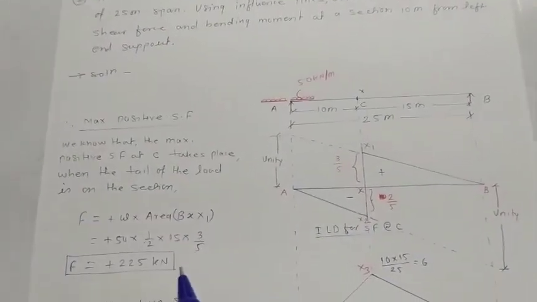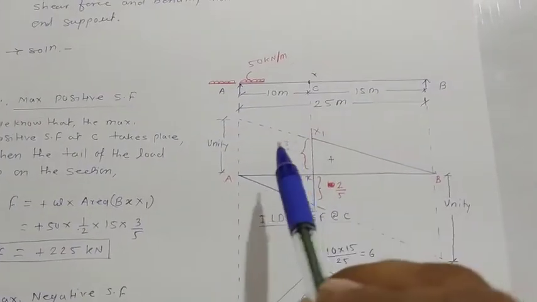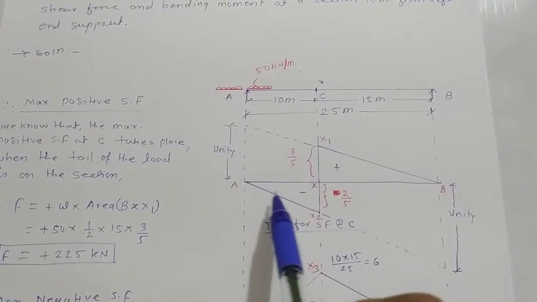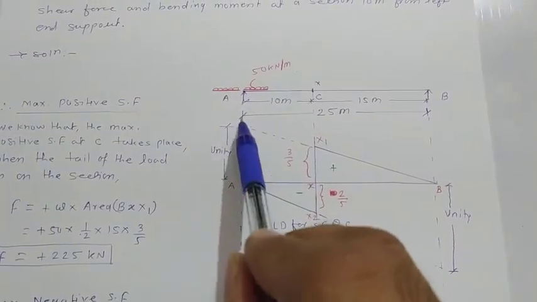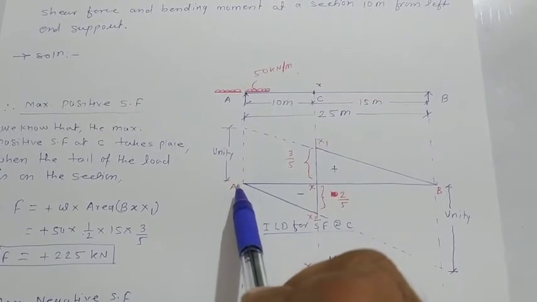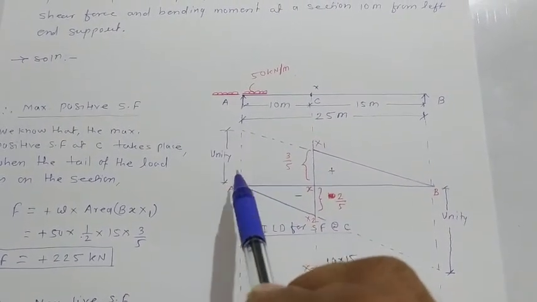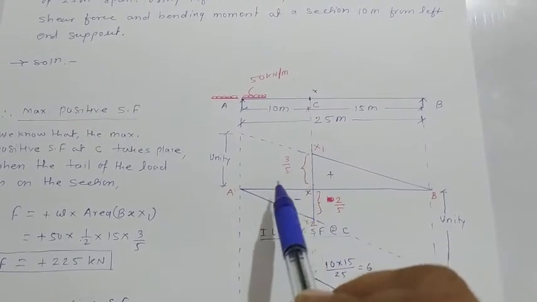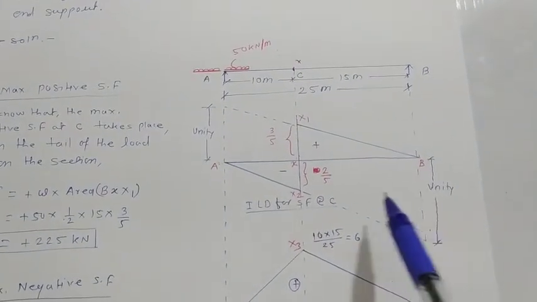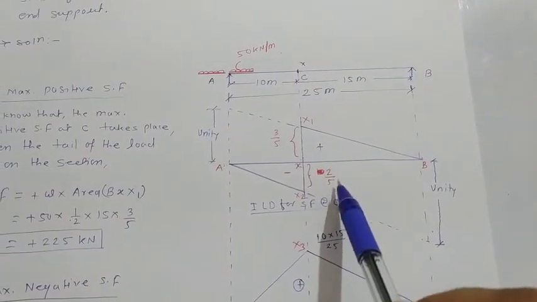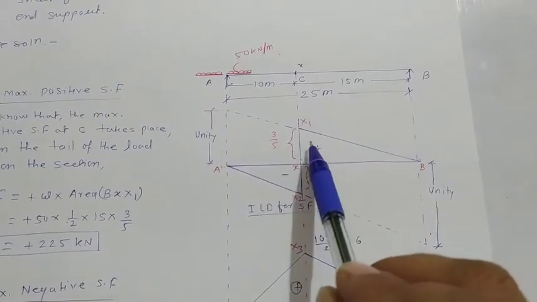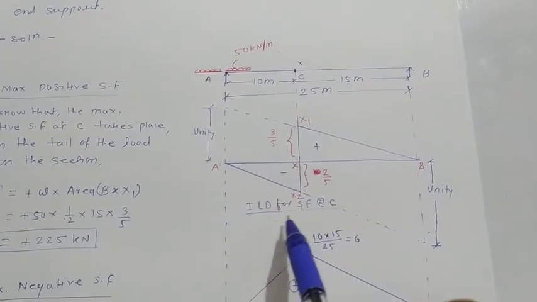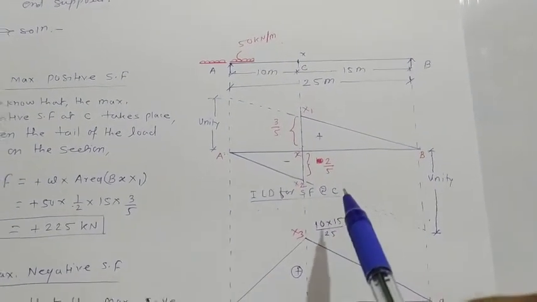Okay, so let's see what we do. First we have to draw a shear force diagram like this as we drew earlier. So this ordinate is unity. If this one is 1, find out this ordinate by similarity of triangles. This will be 3 by 5. So this one is our shear force diagram, positive, negative. This is ILD for shear force at section C.